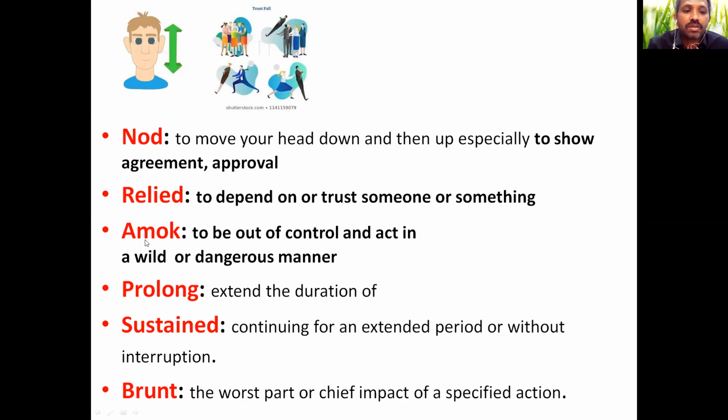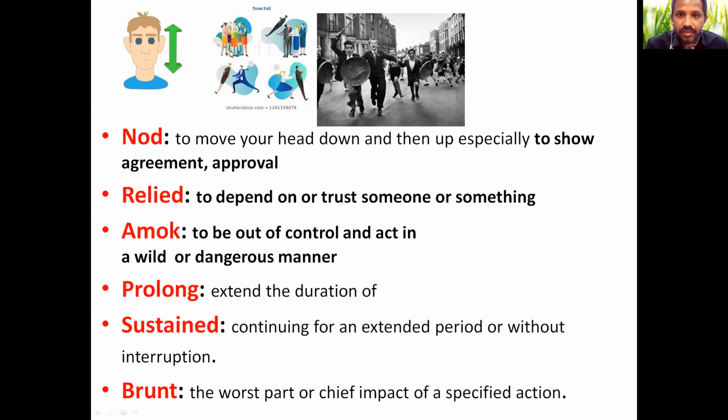Next one is amok. AMOK. Amok means to be out of control and act in a wild or dangerous manner. It means something which is not in control and behaving very wildly, with no control. That's what amok is. You can see the children are going around randomly and running with swords and other things, right? This kind of situation you call amok.